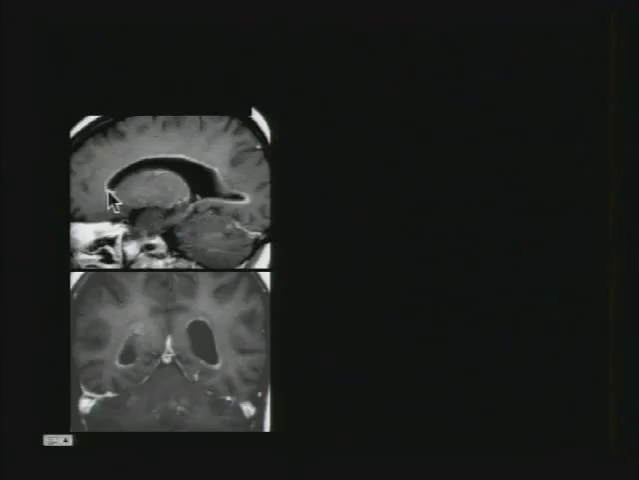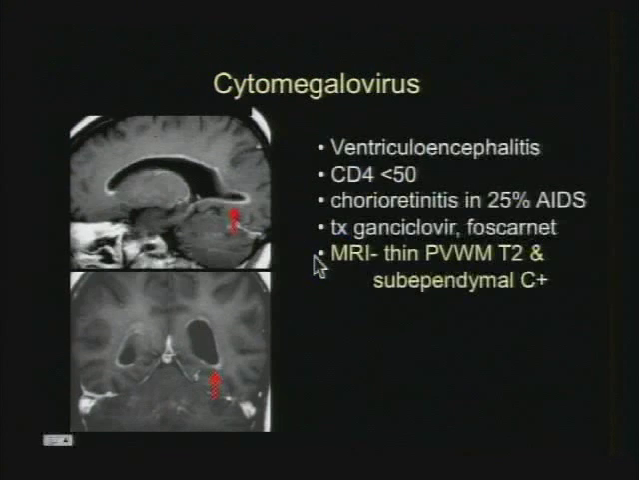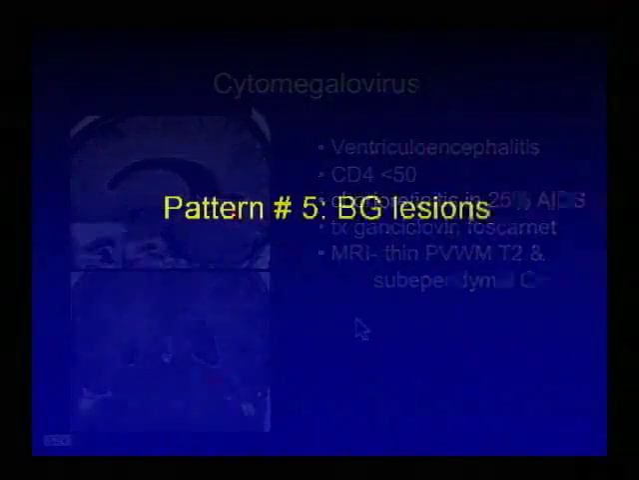And you see on the post-contrast, the subependymal enhancement lining the ventricles. And this is a patient with CMV. And this is a fairly classic appearance for CMV, that you see this pencil-like thin periventricular T2 and subependymal enhancement. And the last pattern we're going to discuss are lesions in the basal ganglia.